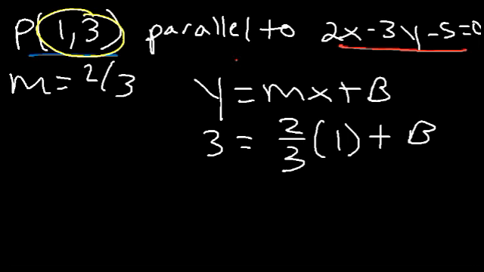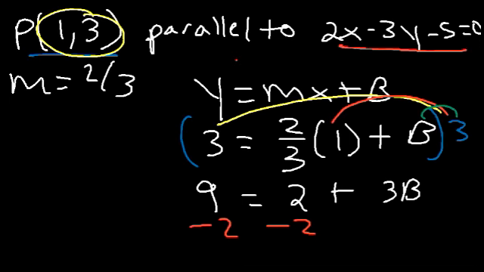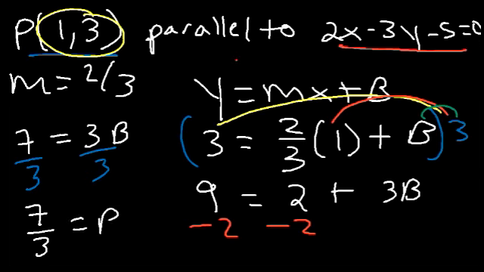So let's multiply both sides by 3 to get rid of the fraction. So 3 times 3 is 9. And 3 times 2/3, the 3's cancel, so you get 2. And don't forget to distribute the 3 to b, so it's 3b. So now let's subtract both sides by 2. So 9 minus 2 is 7. 7 is equal to 3b. So now we could divide both sides by 3 to isolate b. So b is equal to 7 over 3.